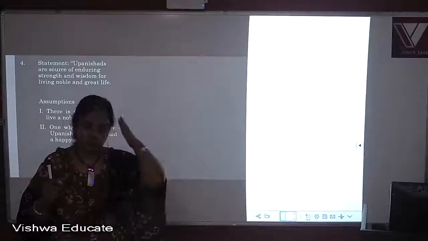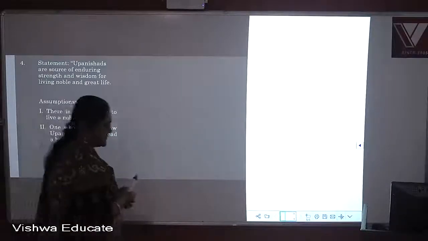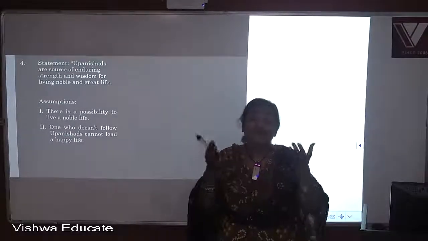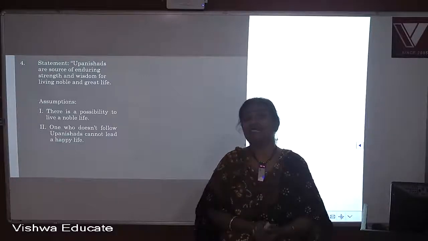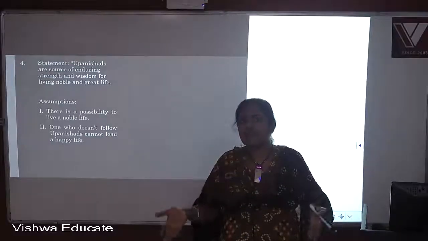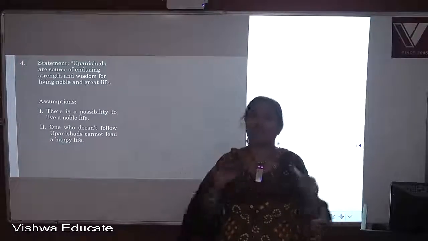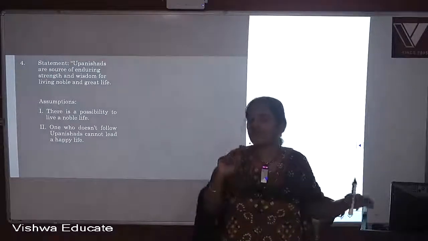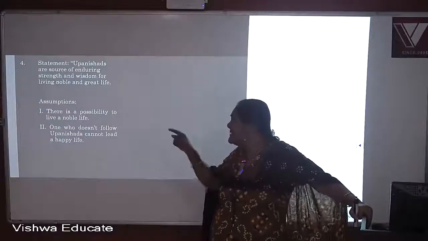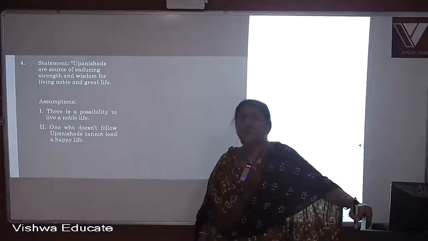Say you said no. Okay. There is a possibility to live a noble life. You feel that it's not given there. Because it is not given, that's what we are calling assumption, right? Assumption is the hidden part, which is not explicit. That's what we are calling implicit, which is not clearly given there. But you are reaching. So, there is a possibility to live a noble life. This is the assumption. You feel no.